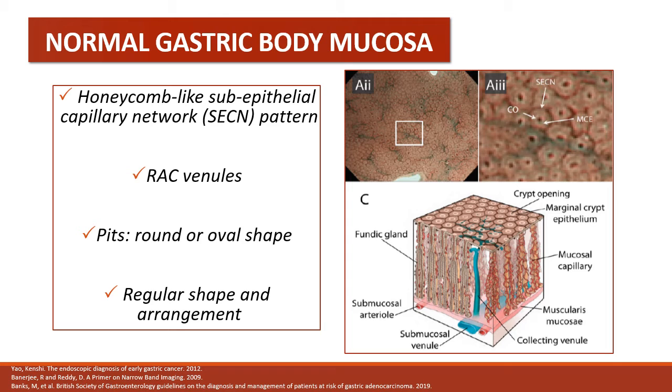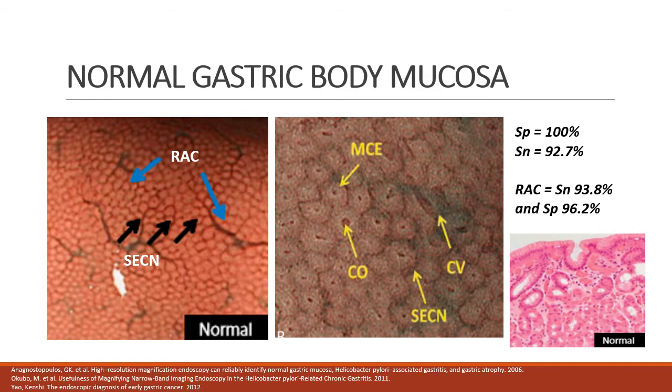The microsurface pattern shows regular oval crypt openings, which are brownish in color, and oval marginal crypt epithelium. Both the microvascular architecture and the microsurface structure show a regular shape and arrangement. These are other images showing a normal gastric body mucosa comprising of small round pits surrounded by honeycomb-type subepithelial capillary network which are irregularly interspersed with collecting venules. Histological diagnosis of this pattern is a normal gastric fundic mucosa.